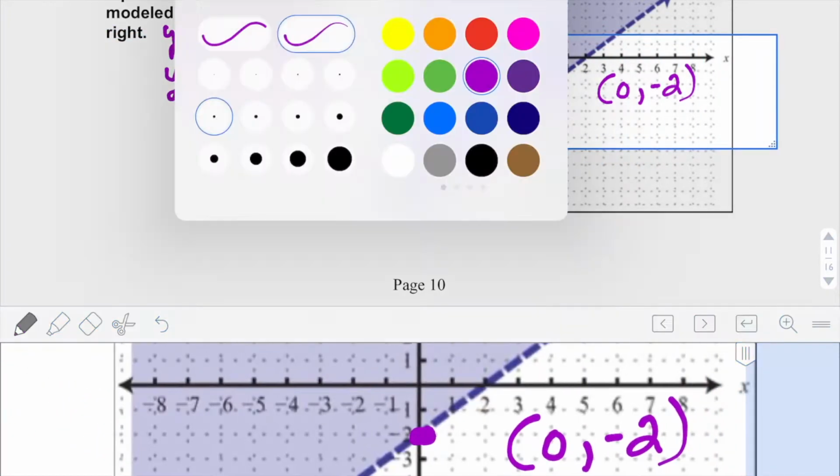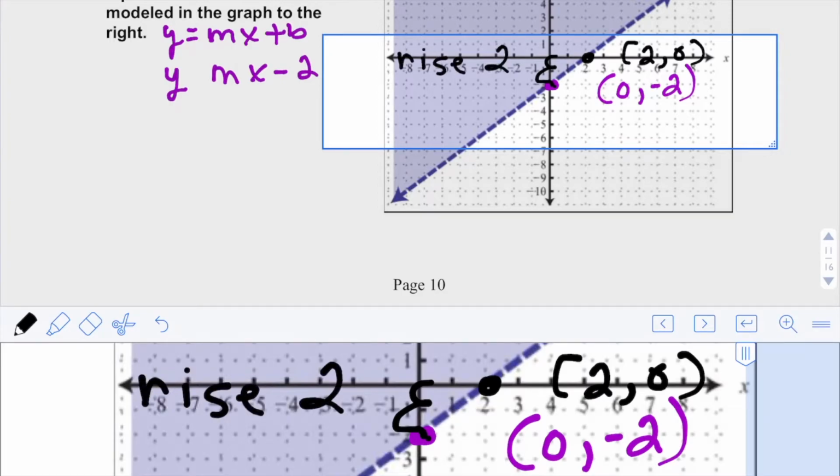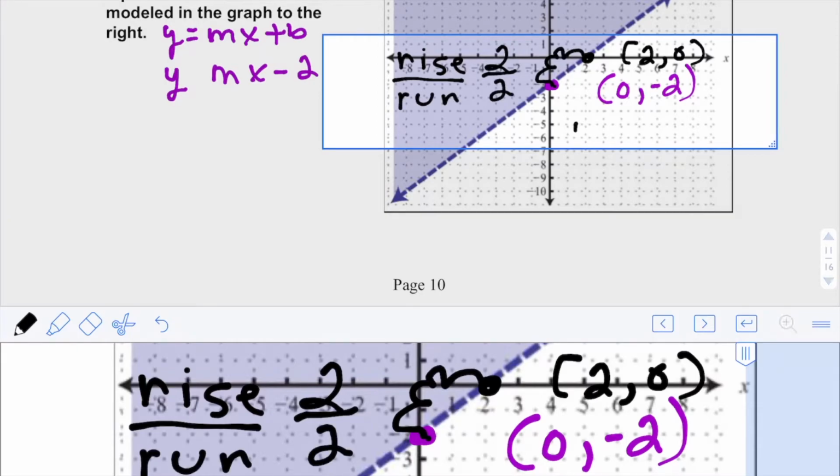Then I want to come over here and find slope. So pick another point. I'm just going to pick this point because it's easy to see because it's an intercept. And that's an x-intercept, and that's (2, 0). And then I can do my rise over run from here. So from my y-intercept, I go 1, 2. That's my rise, is 2. And then I go 1, 2, and that's my run of 2. So 2 over 2, that means my m value is just 1, or my slope is just 1.